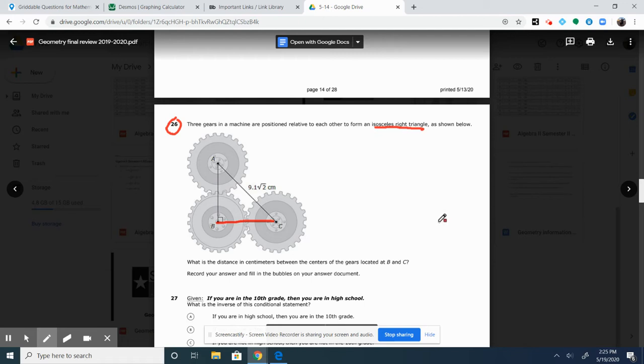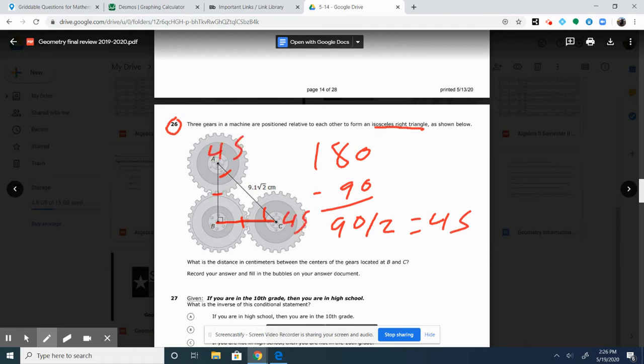So there's a couple things that we need to remember here. We have an isosceles triangle, which means that these two sides are equal to each other. So if these two sides are equal to each other, that means that these two angles also have to be equal to each other. So since we have a 90-degree angle, we are going to subtract that from 180. So 180 minus 90 gives us 90 degrees. Now if we divide that equally between two, we have 45 degrees. So this is 45 and this angle is 45.